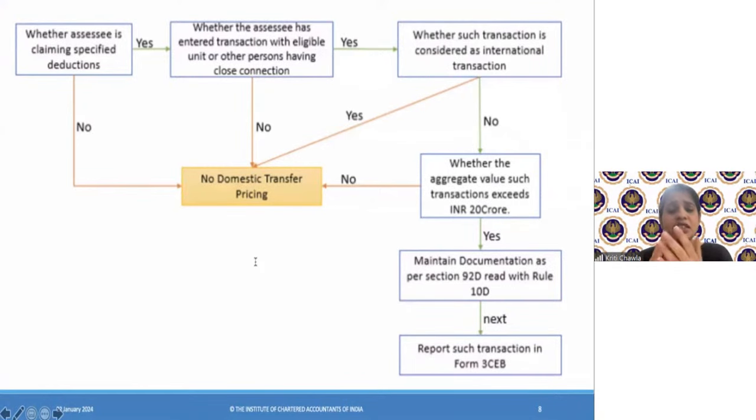Otherwise, we move forward to the next topic. All this while I have been saying that there is a documentation that has to be maintained. Just in SDT also, we discussed that there is a documentation that we need to maintain. There is a report that has to be submitted. Very casually people call something a transfer pricing return that has to be undertaken. So now we'll discuss what exactly these things are.